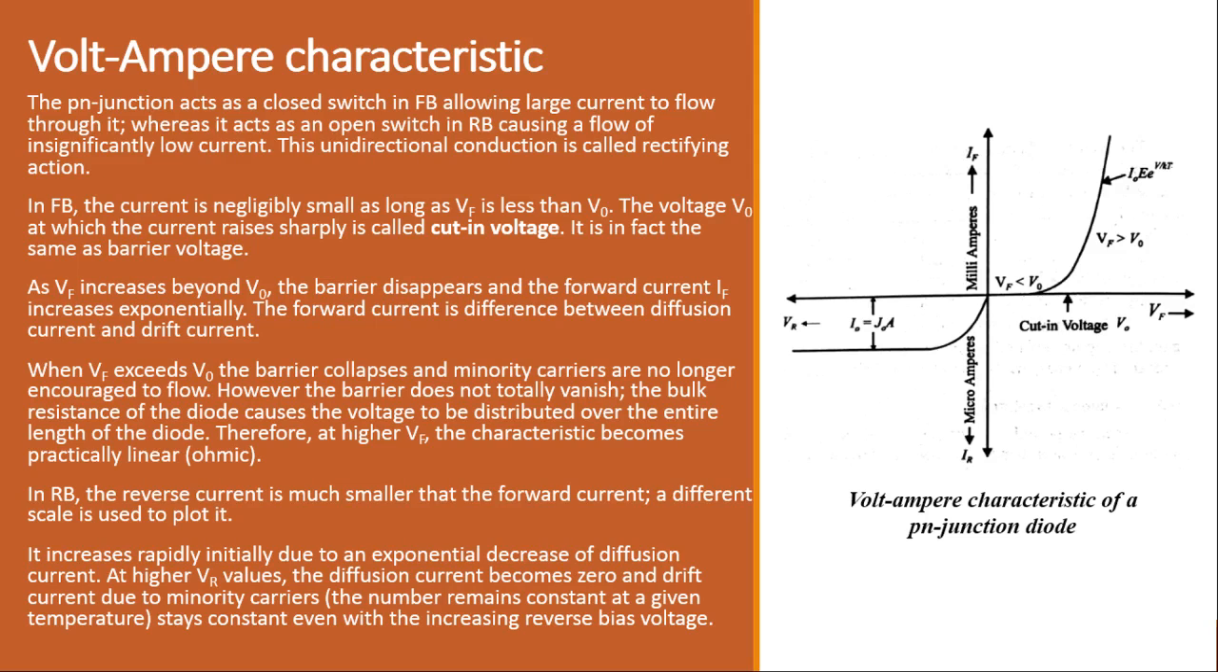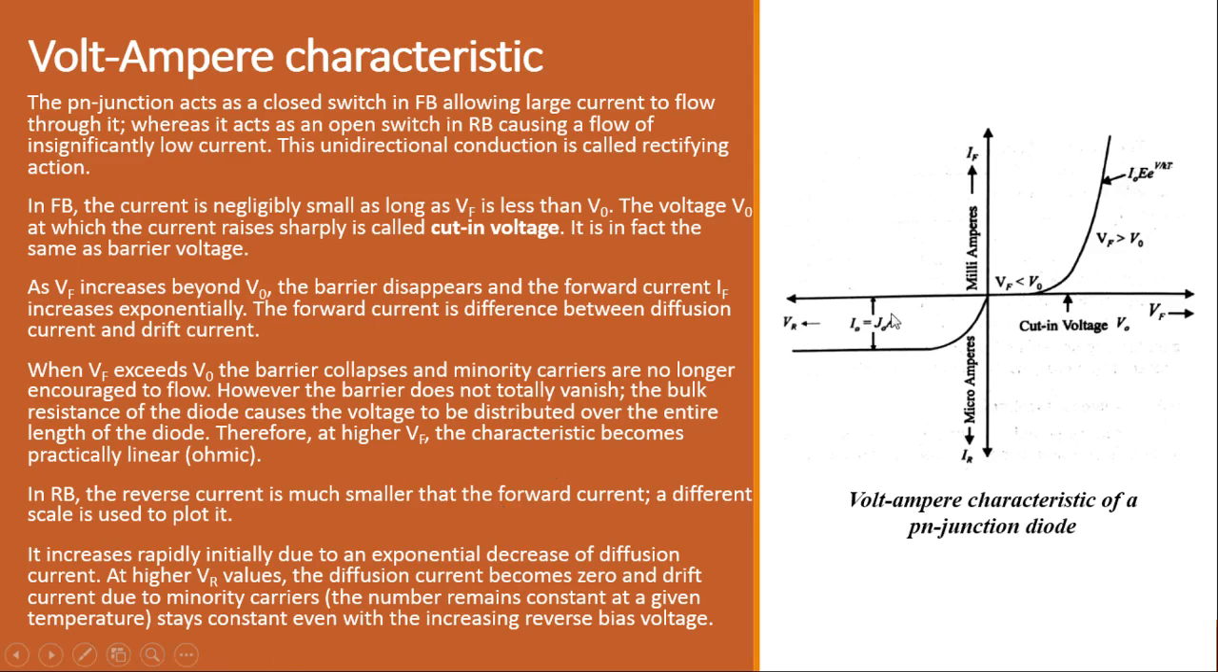For a forward bias Vf, the current is negligibly small as long as Vf is less than V0. The voltage V0 at which the current rises sharply is called the cut-in voltage. It is in fact the same as the barrier voltage. As Vf increases beyond V0, the barrier disappears and an exponential increase in forward current If occurs. The forward current is equal to the difference between the diffusion current and the drift current.